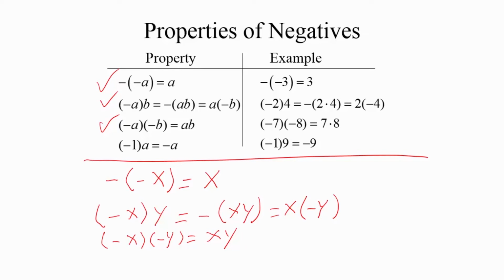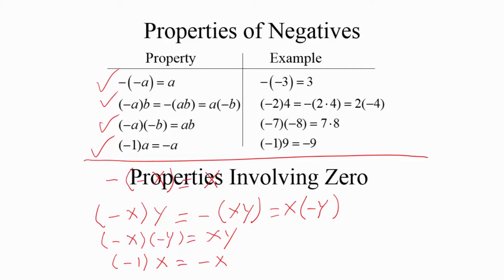And finally, negative 1 times x is equal to negative x. That is this property. So whether it is a real number or a variable such as x and y, and whatever variable you may have, these negative properties would be universal for both of them.